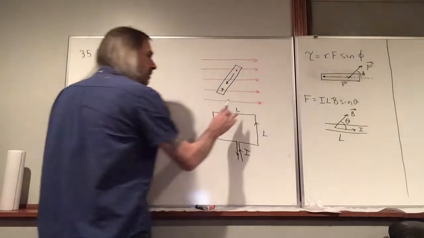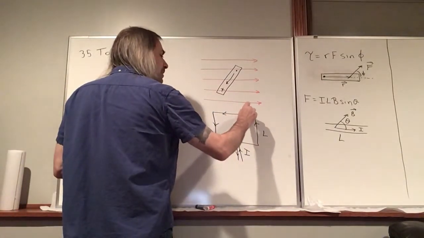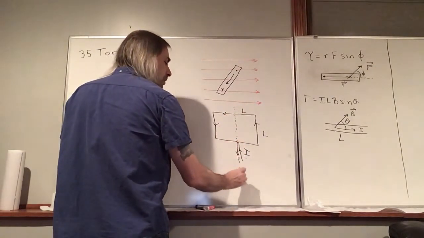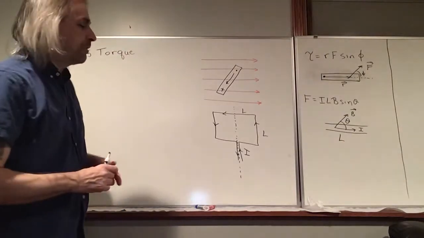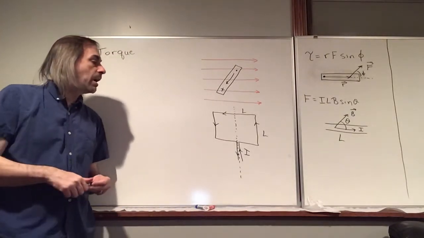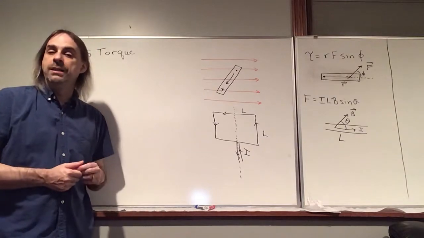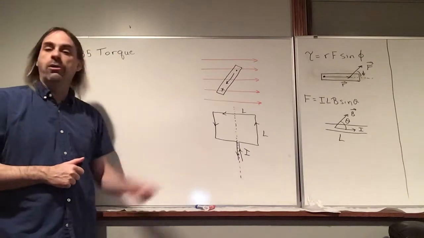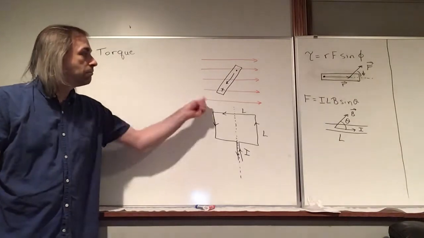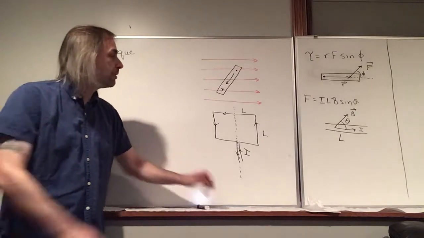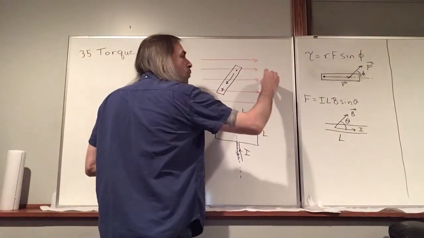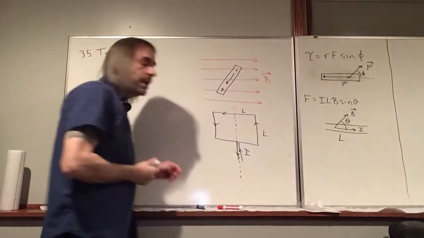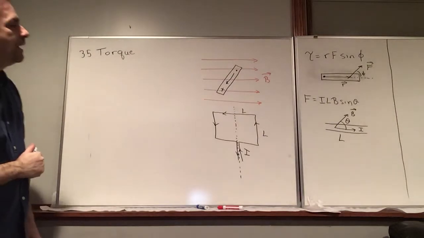Just to be clear, we have an axis of rotation like this. The wire's wrapped around something to maintain its shape, and it can spin around on this axis. What happens if we give this coil a current and place it in a magnetic field? There are going to be forces on the wires, and because they're free to rotate, we can have a torque here. That's what we want to calculate.